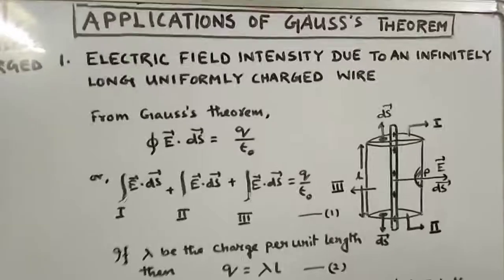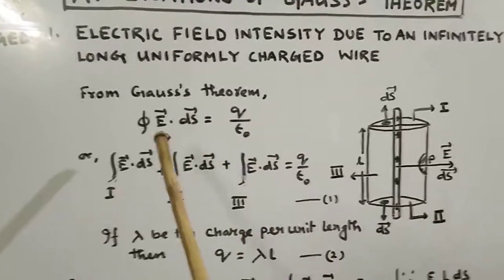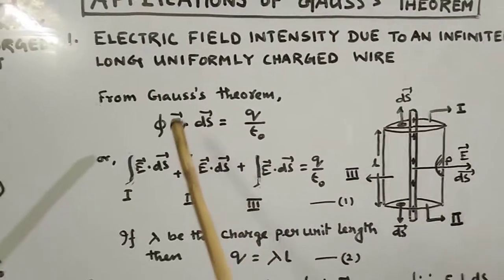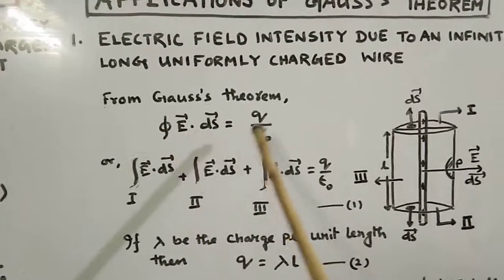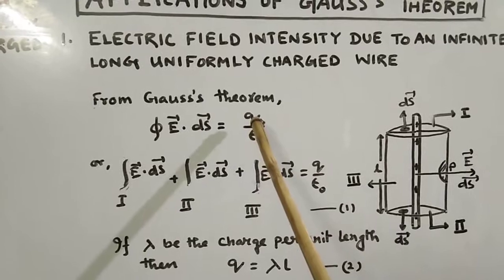So, Gauss's theorem is: closed integral of E vector dot dS vector. This is your electric flux. The electric flux through any closed surface is 1 by epsilon times the charge enclosed by the surface.